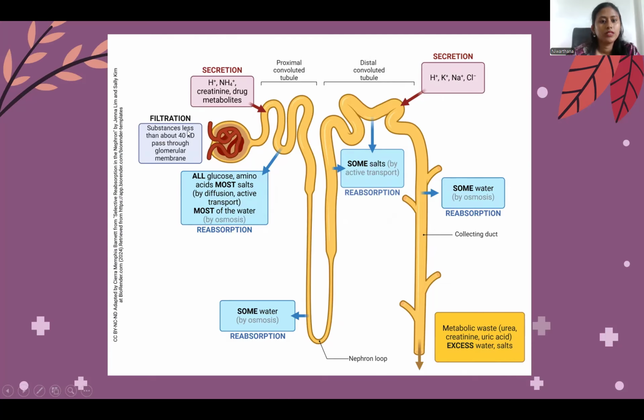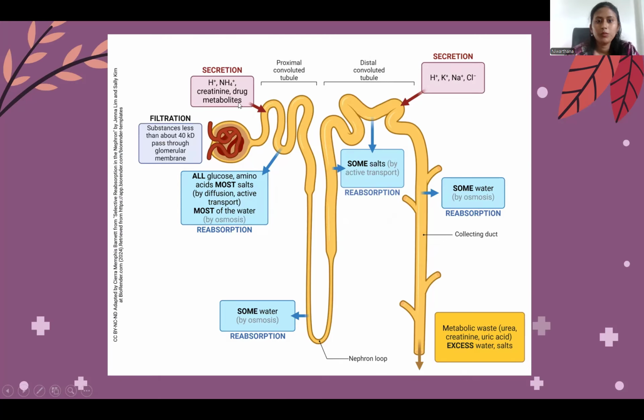So in the filtrate, substances smaller than a certain size pass through the glomerular membrane. They have to be the exact size to get filtered. Okay. And in the proximal convoluted tubule, reabsorption happens: 100% of glucose is reabsorbed. Amino acids mostly, and salts, and most of the water. So at the proximal convoluted tubule, all glucose, all amino acids are reabsorbed, and most of the salts and most of the water. And in the loop of Henle, some water gets reabsorbed. And at these sites also some water gets reabsorbed.